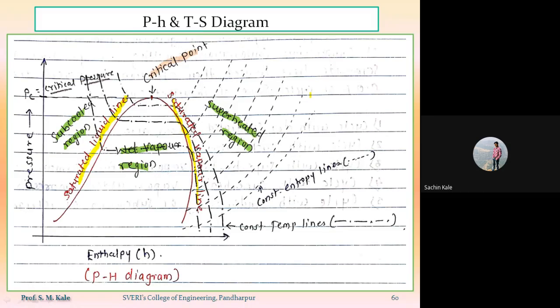Have you completed this diagram? Yes or no? Have you completed? Remaining students?